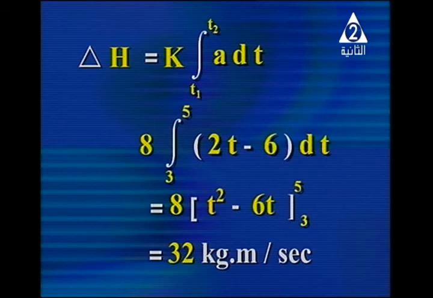Delta H, dear student, is K times the definite integration from T1 to T2 of acceleration A with respect to time t. Then 8 times the integration from 3 to 5 of 2t minus 6 dt equals t squared minus 6t multiplied by 8. After that, by using substitution at t equals 5 and at t equals 3, delta H equals 32 kilogram meter per second.